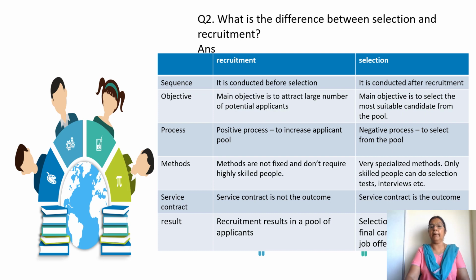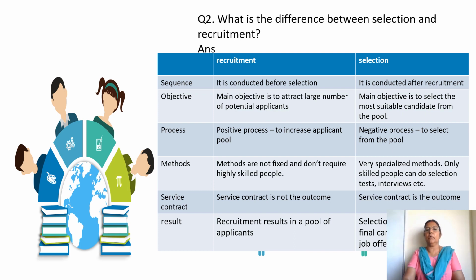So you need skilled people to do it, and there is no service contract as an outcome of recruitment, because recruitment is just attracting the candidates and generating a pool of applicants, whereas in selection, after screening, we screen out the unsuitable candidates, and with the most suitable candidates we develop a service contract, that is the employment contract. We make them the offer of job. So the outcome of selection process is service contract.